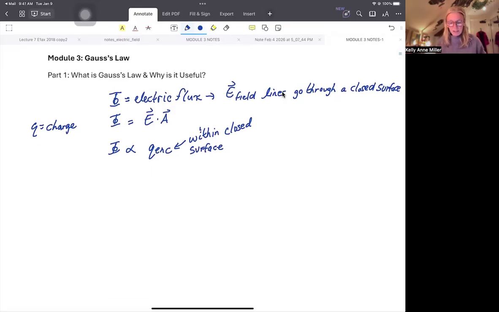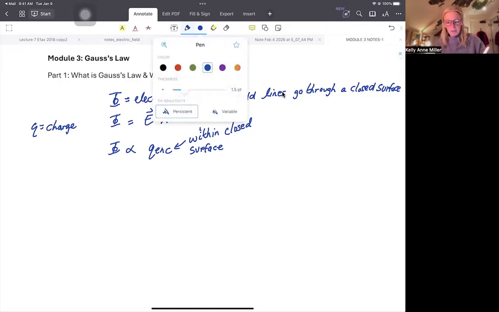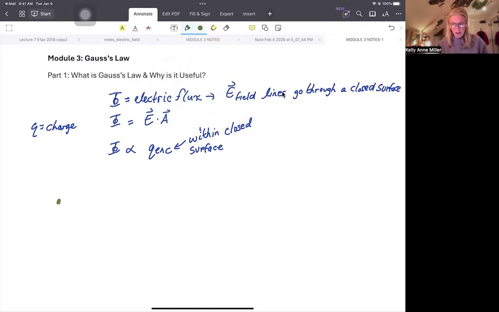Okay, so let's look at a very simple example just so you can see how it works. Let's imagine that you have a positive Q and you want to know what the electric field is at this point here, some distance, we'll call this distance capital R, away from the charge. I want to know what the field is at that spot.